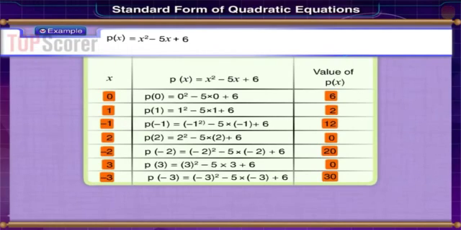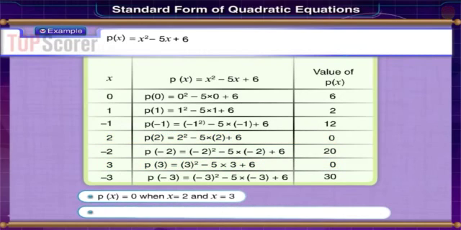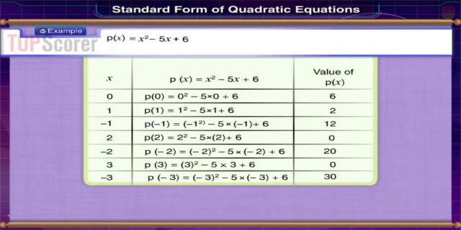For which values of x is the value of the polynomial p(x) 0? Yes, the value of p(x) is 0 for x is equal to 2 and x is equal to 3. Therefore, 2 and 3 are called the zeros of the quadratic polynomial x square minus 5x plus 6. But this method of finding the zeros is tedious. How do we then determine the zeros of the quadratic polynomial in an easier manner?